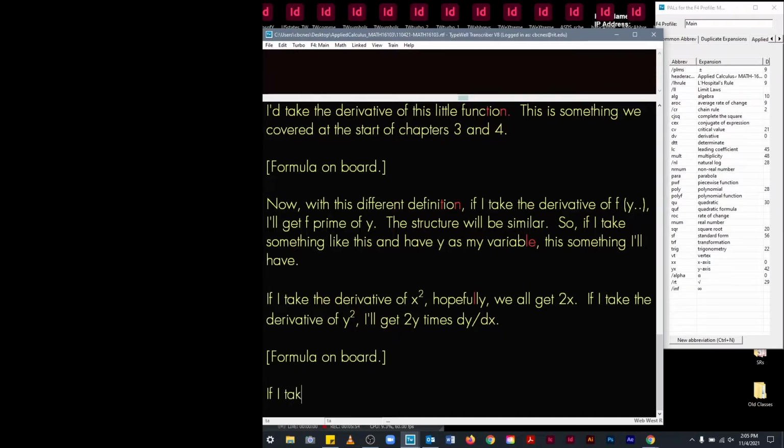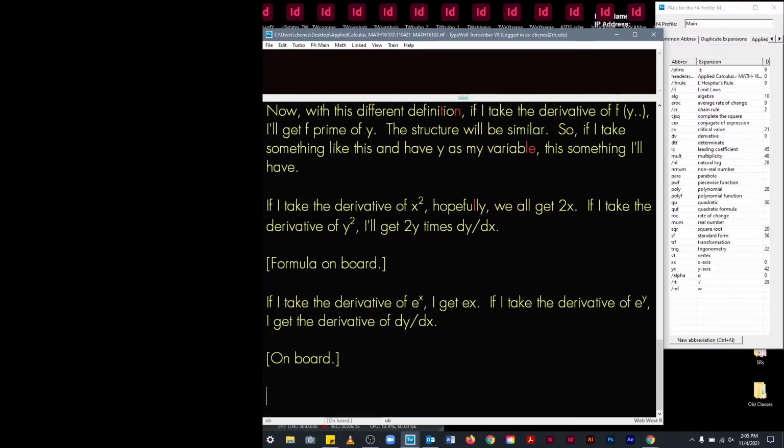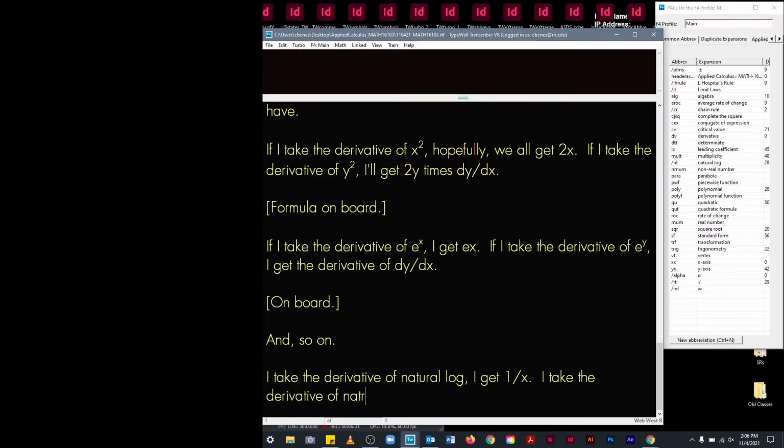If I take the derivative of e to the x, I get e to the x. If I take the derivative of e to the y, I get e to the y times dy dx. And so on. Right? I take the derivative of natural log, gives me 1 over x. I take the derivative of natural log of y, I get 1 over y times dy dx.